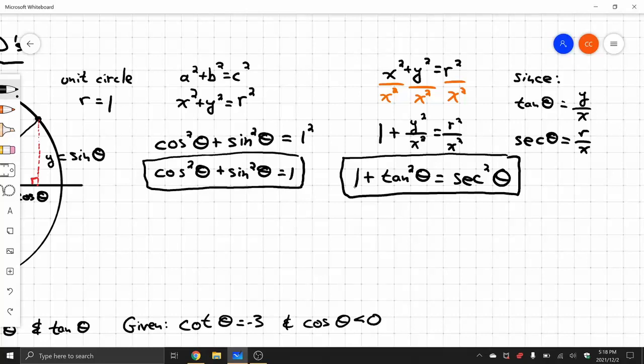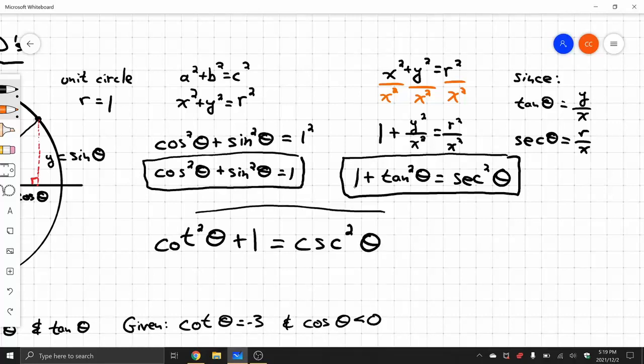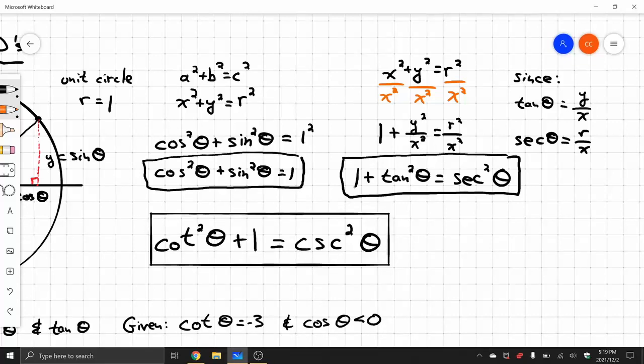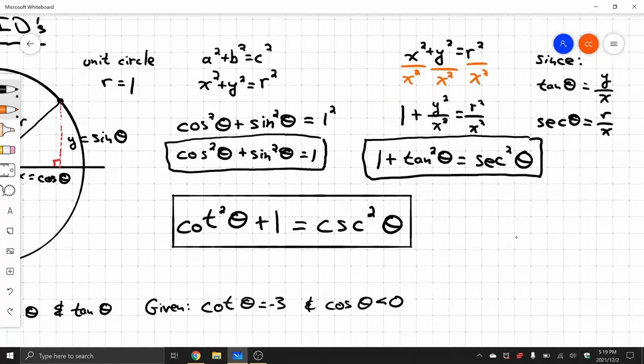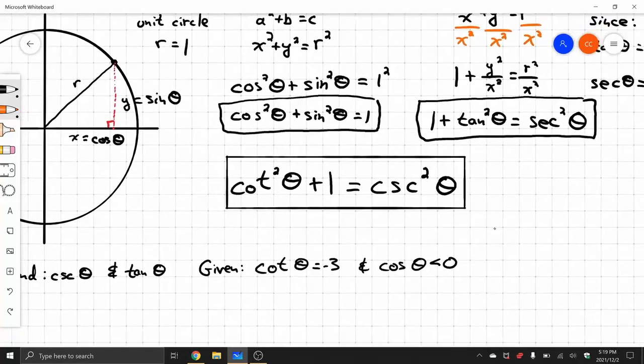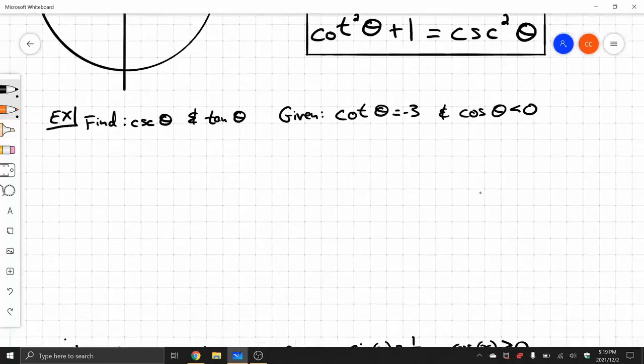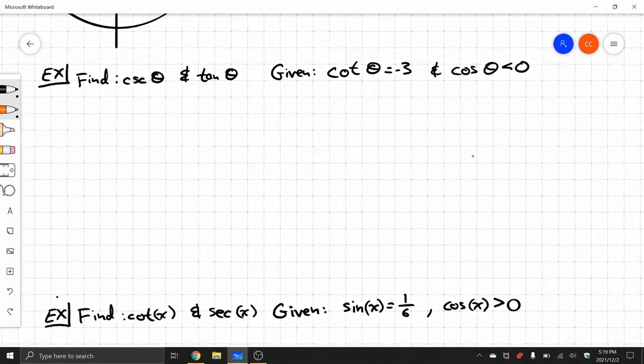And then our last one, I'm not going to prove it, but it has a very similar proof. It just says that cotangent squared theta plus 1 is going to be equal to cosecant squared theta. So those are our 3 Pythagorean identities for our trig functions. Make sure we can commit those to memory, and that's going to save us a ton of time in the future. So let's take a look at a couple examples of using these.